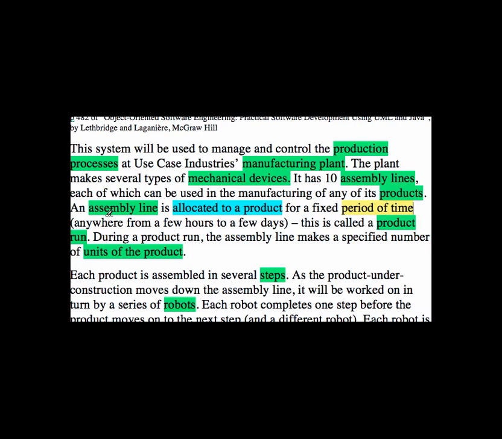And this is just an example, anywhere from a few hours to a few days. This is called a product run, this period of allocation. During the product run, the assembly line makes a specified number of units. It does seem to me that the number of units might well be an attribute, but that also might be an association. In fact, the things made during the product run. So I'm going to go back to blue, and I'm going to talk about this made here. Makes a specified number. That seems to me to be a relationship between the run and the units.